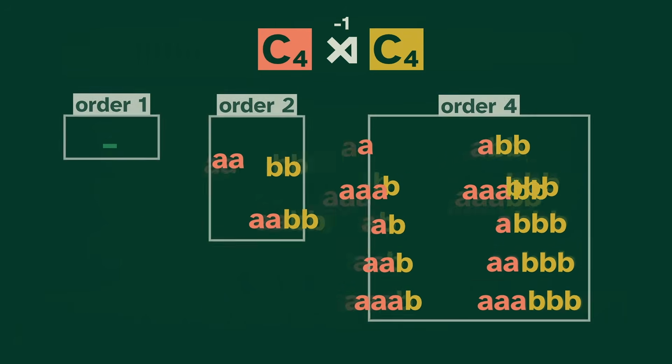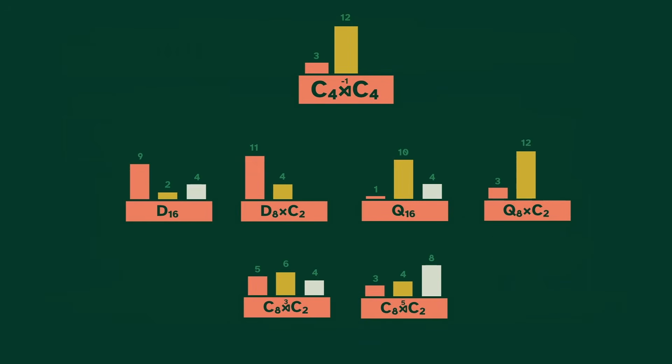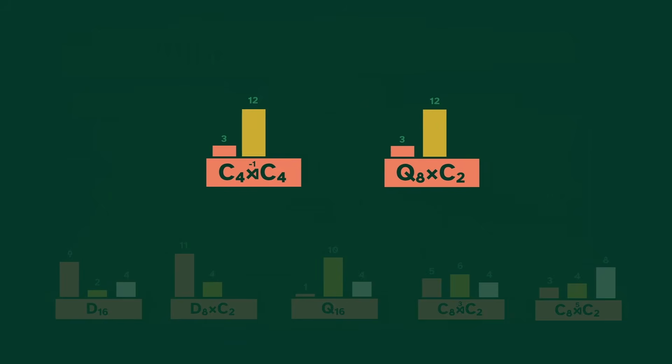So now we can make the computer count the orders of the elements. Here are the results. Cool. Wait a sec. It's the same as Q8 times C2. They do have the same counts, but they're not the same. Right. Since they're not abelian, same counts might not mean same group. So we need a second test.